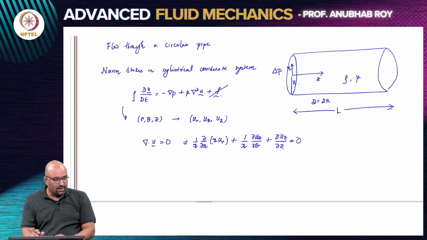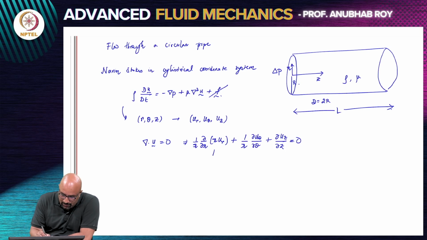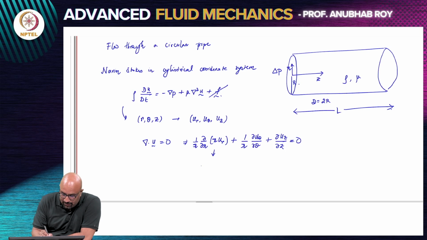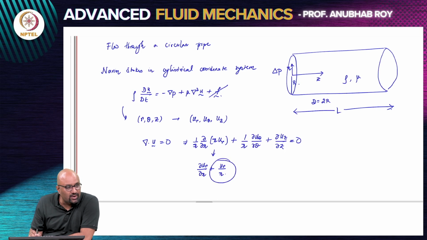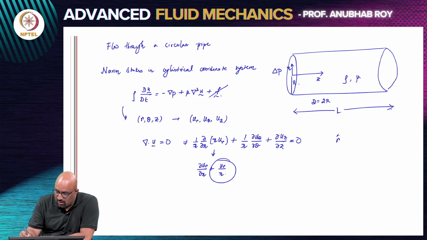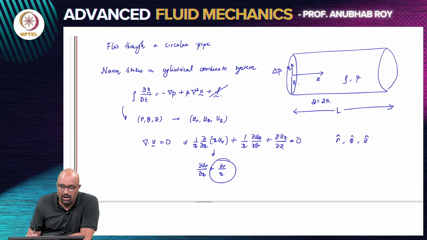So you have a term that is dou uz dou z, that is along expected lines. You also have a term that is 1 by r dou theta u theta, but then in the radial derivative you now have a term that is dou ur by dou r plus ur by r. So there is a term that has appeared in our mass conservation equation which is not a derivative, and this is something which is coming about because we are now working with coordinate system where the unit vectors r cap, theta cap and z cap, they are not necessarily constant. Now what do I mean by that?